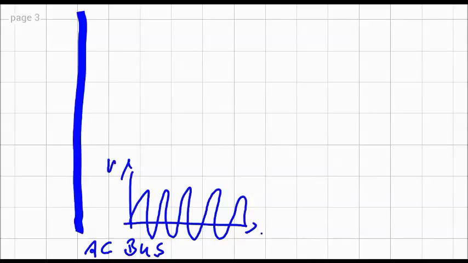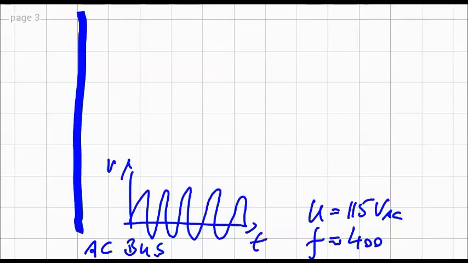This is my voltage, this is my time, and we remember the numbers. Remember the numbers? The voltage was how much? 115 volt AC, just to be sure. My frequency, my number of times the voltage changes its polarity over 1 second, is 400 Hertz.